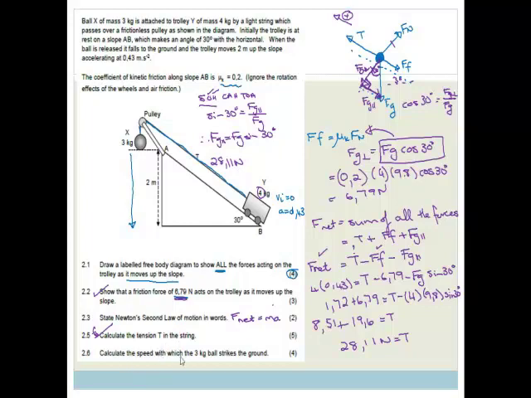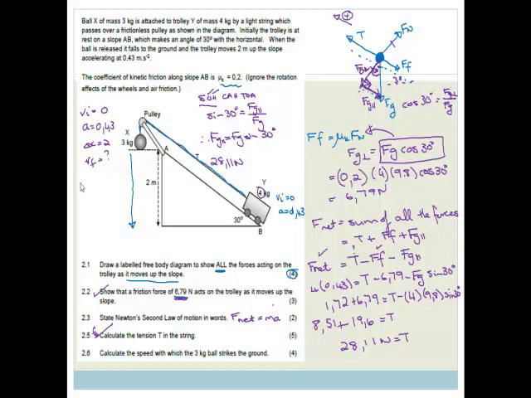Now it says calculate the speed with which the 3 kilogram ball strikes the ground. Okay, so what you need to realize is that if this trolley is accelerating up the slope at 0.43 meters per second squared, that this ball must also be accelerating towards the ground at 0.43 meters per second squared, because they are joined. Okay, they are joined. Therefore, we know the initial velocity is 0, the acceleration is 0.43, the delta x is 2 meters, and we want the final velocity Vf.